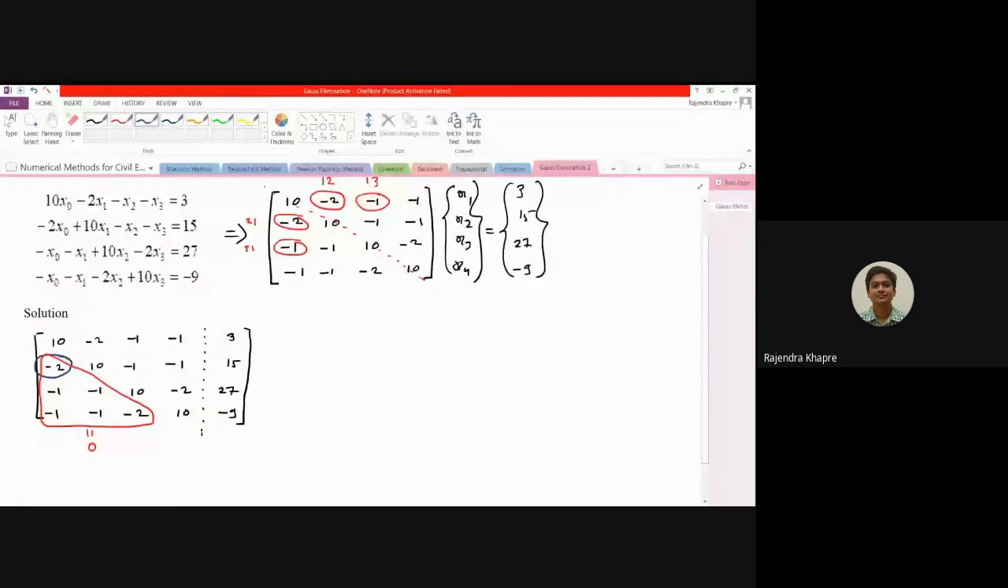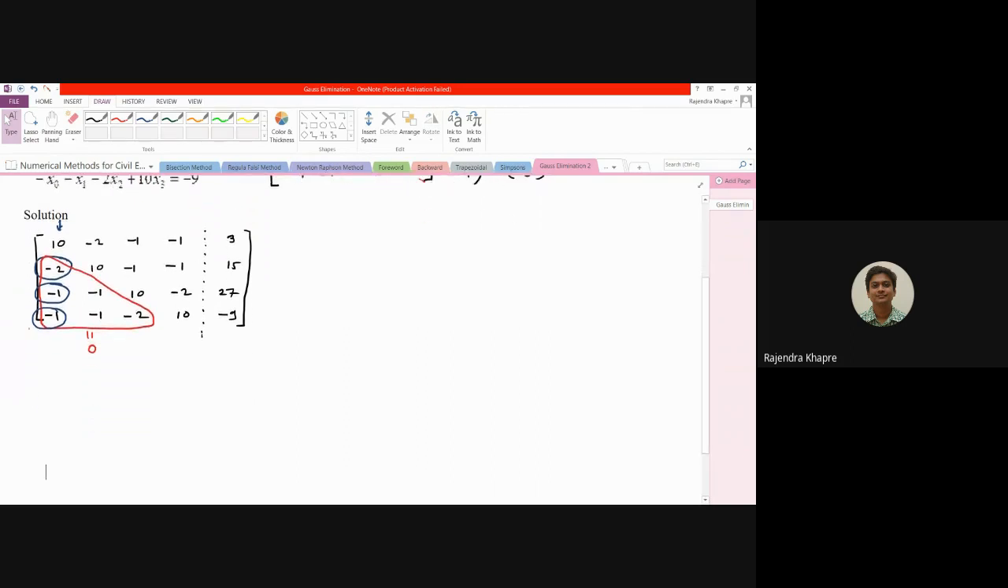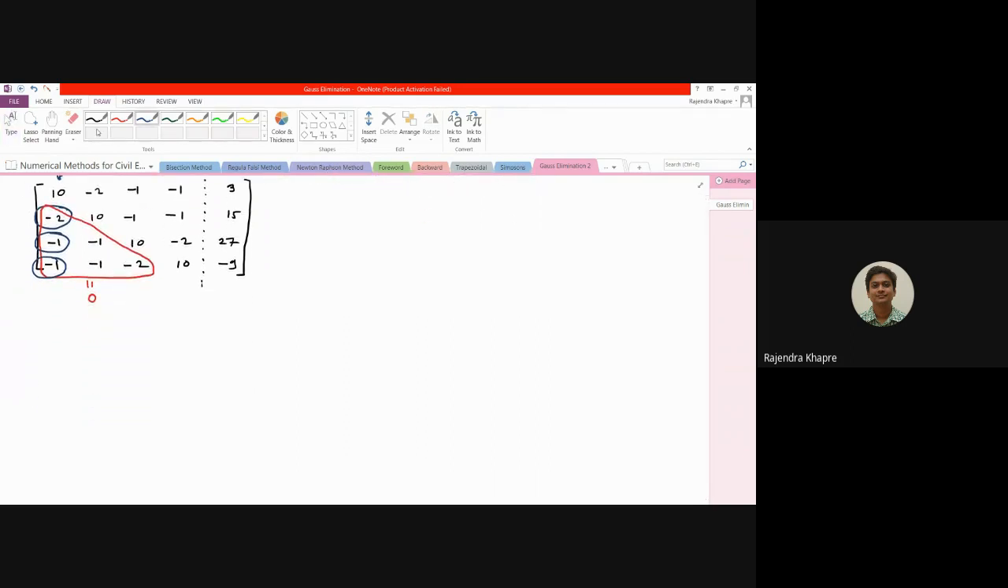Okay, we have to eliminate this value and this value as far as the first row is concerned. So we will go for operation in a row-wise fashion. Let us try to eliminate all three values in the first attempt itself. Right now I am operating on the first row, sorry, not first row, column.